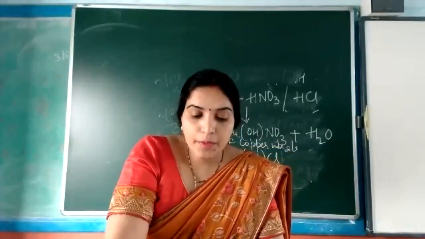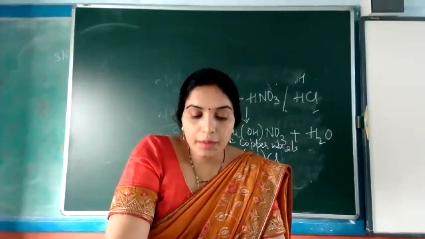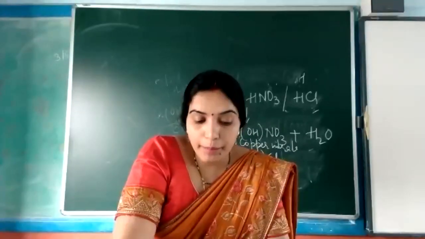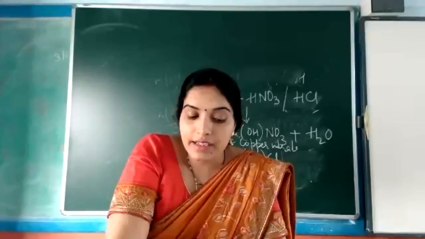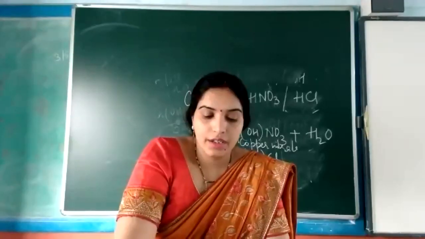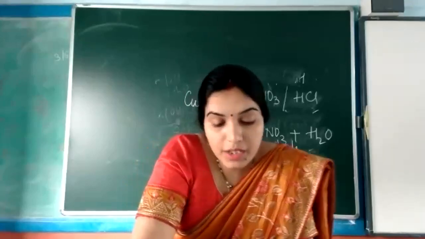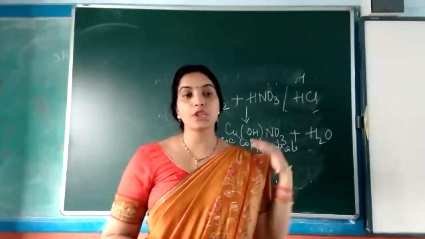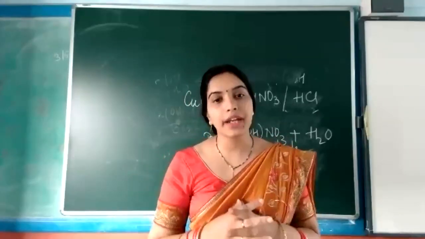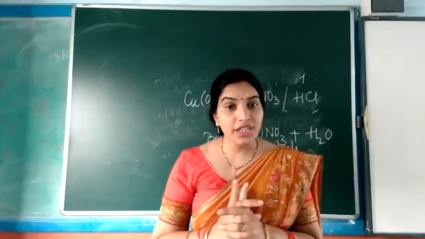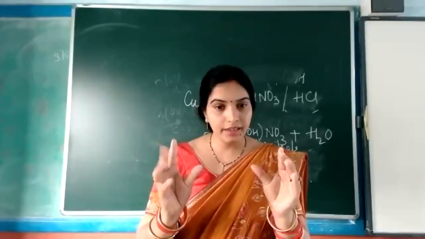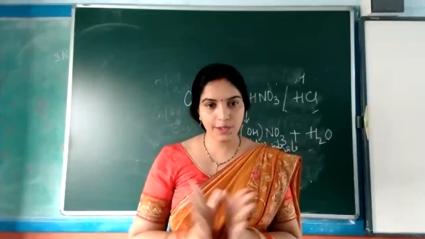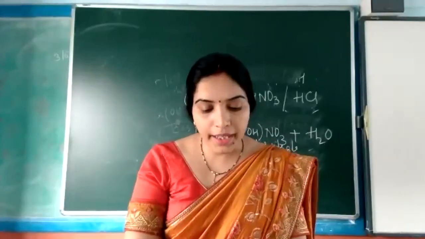Now, the type of salt in which two simple salts undergo chemical combination is considered a double salt. You just learn the definition. Double salt is formed by two simple salts, and between the two simple salts a combination reaction takes place. Combination reaction means two reactants give one product. That is a combination reaction.